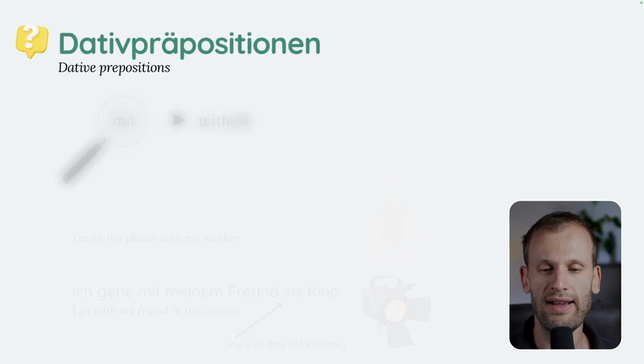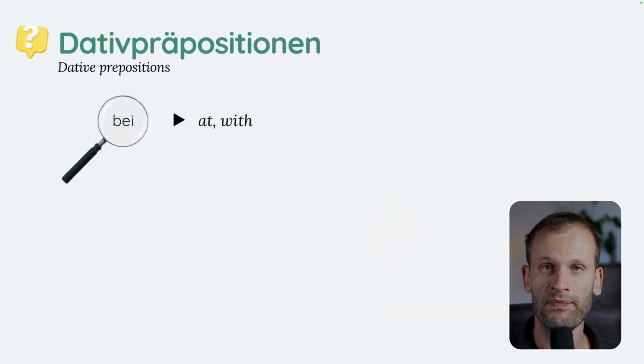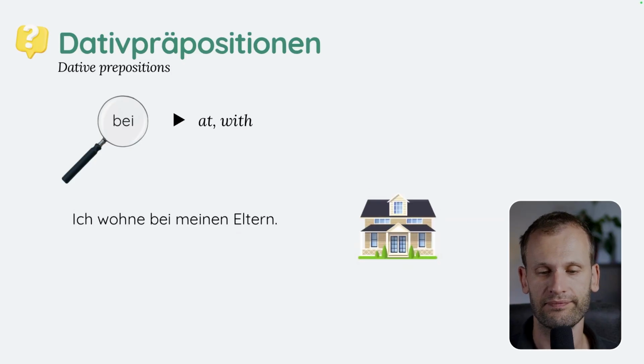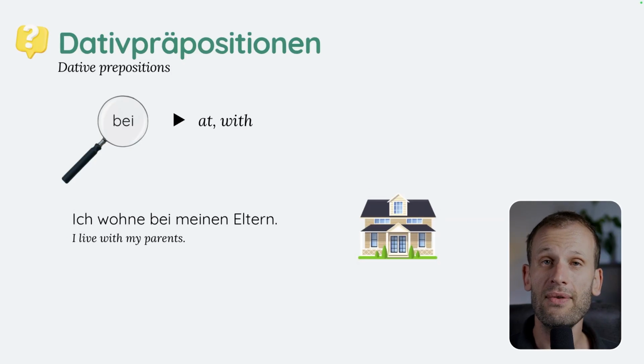So the next preposition is bei. Common translations include at or with. Ich wohne bei meinen Eltern. I live with my parents, and I have a tip for you. For the dative plural, we get lots of N's in German. So here we have bei meinen Eltern.